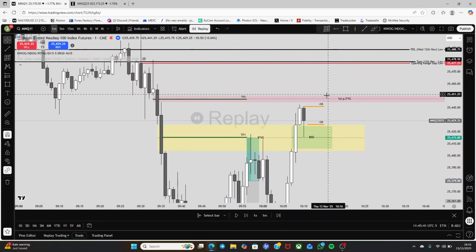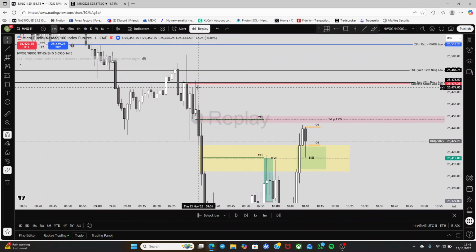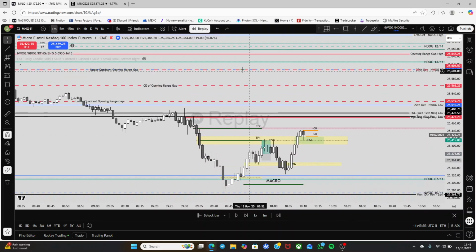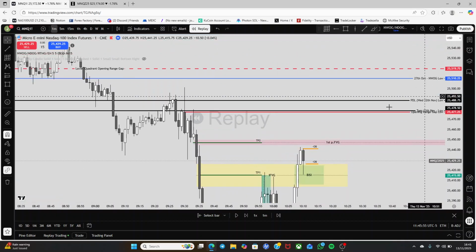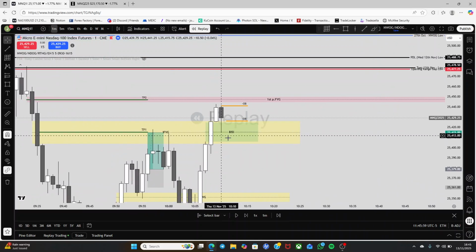Still got an unfilled fair value gap here. We've still got opening range gap. We've still got Tuesday's low. Still got Wednesday's low. Still got liquidity resting here. We've got this huge opening range gap, which I want to see get filled. So we fill the inverse and the buy side.